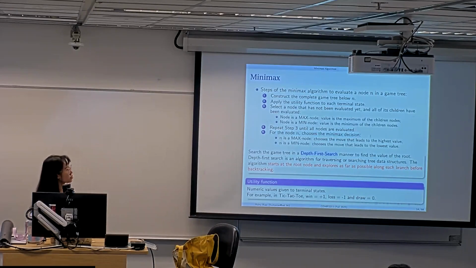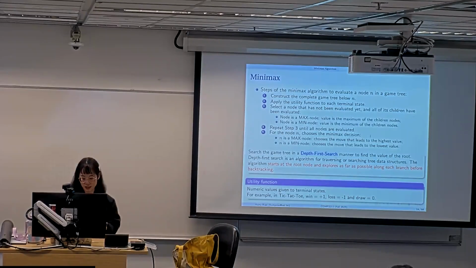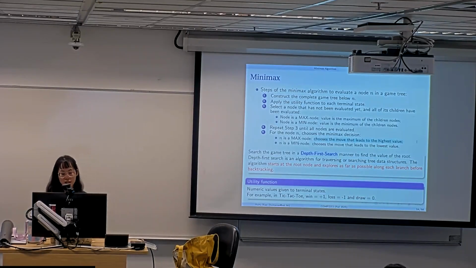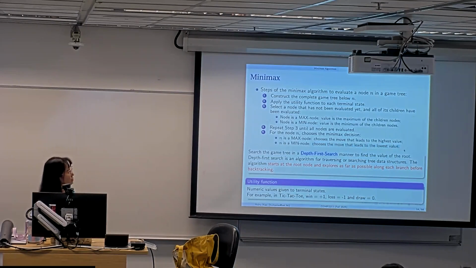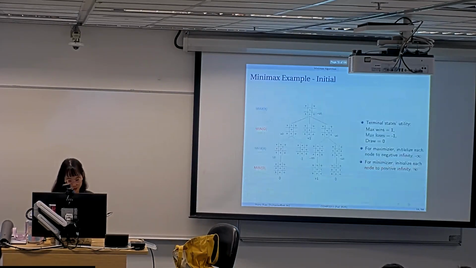For the root node n, we choose the minimax decision. If n is a max node, that means we want to select the best move for the max player, so we just choose the move that leads to the highest value. The max wants to maximize the value. If n is a min node, that means we are selecting the best move for the min player, so we just choose the move that leads to the lowest value to minimize this score. And these would be the steps of the Minimax algorithm.